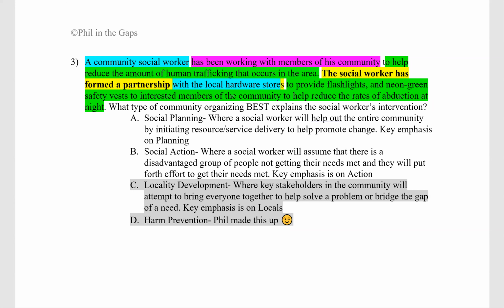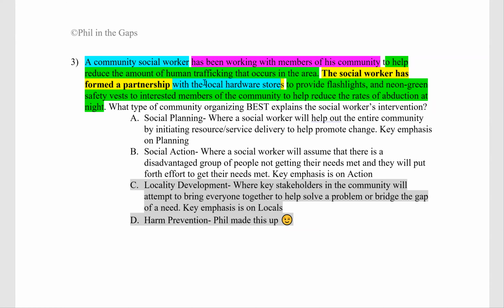So now we're in between A and B. A, social planning, key emphasis on planning, where the social worker is going to help plan it, but someone else is going to deliver the services and resources to the people. Or B, social action, key emphasis on action, because the social worker is going to be doing all the actions on their own to help bridge the gap for a disadvantaged group of people. So if we look back at the question, the social worker helped form a partnership with the local hardware stores, and they are going to be providing the resources, not the social worker getting it and then delivering it.